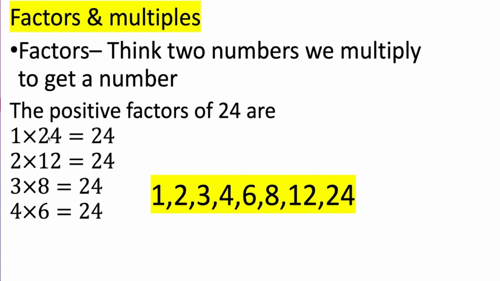So 1 times 24 is 24. 2 times 12 is also 24. 3 times 8 is 24. And 4 times 6 is 24. And there's no other whole numbers to make it happen because we went 1, 2, 3, 4. If you did 5, 5 times nothing, no whole positive number would give you 24. And so these are all the factors listed out.